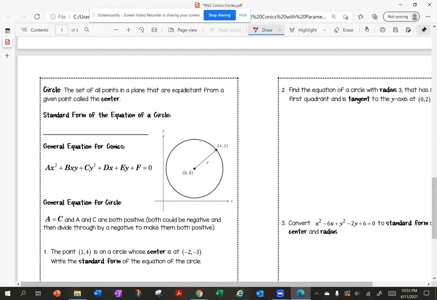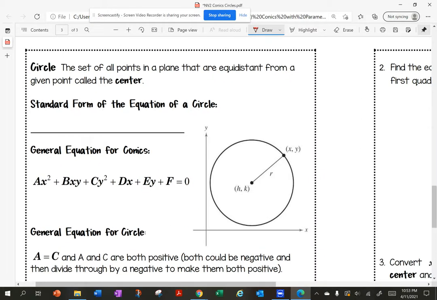Okay, so let's get started. So let's review. This is from geometry. By definition, a circle is a set of all points in a plane that are equidistant from a given point called the center. The standard form for the equation of a circle is (x minus h) squared plus (y minus k) squared equals the radius squared.